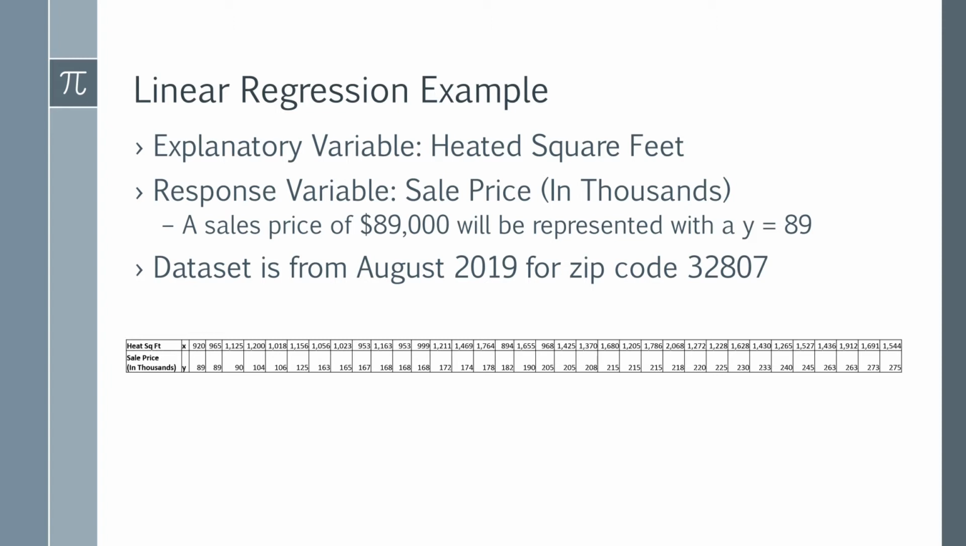That's our explanatory or our X variable. The response variable is the sale price in thousands. So for example, if a home sold for $89,000, that's going to be represented with a Y equal to 89. So that's our response variable.